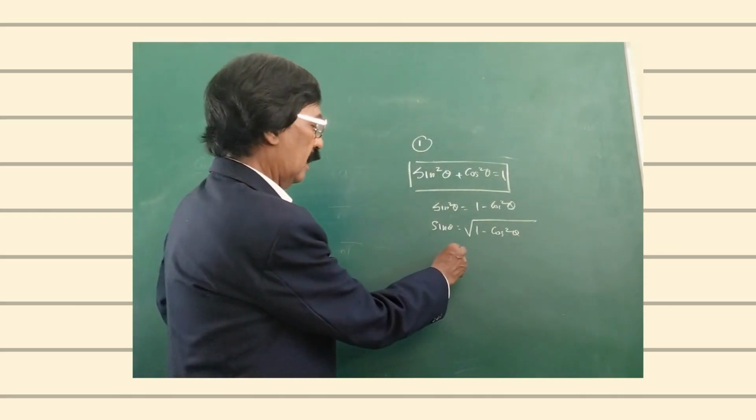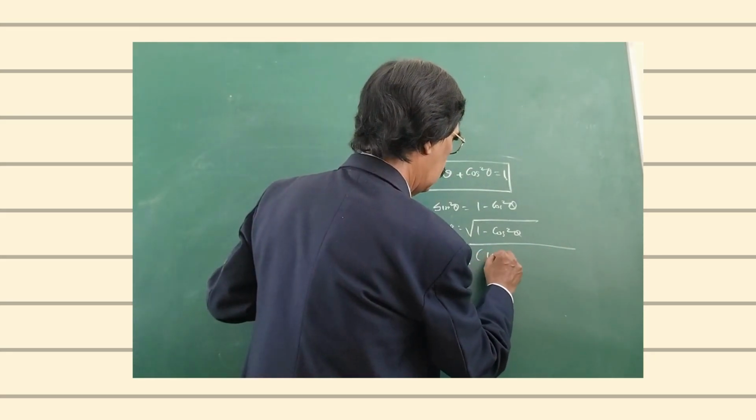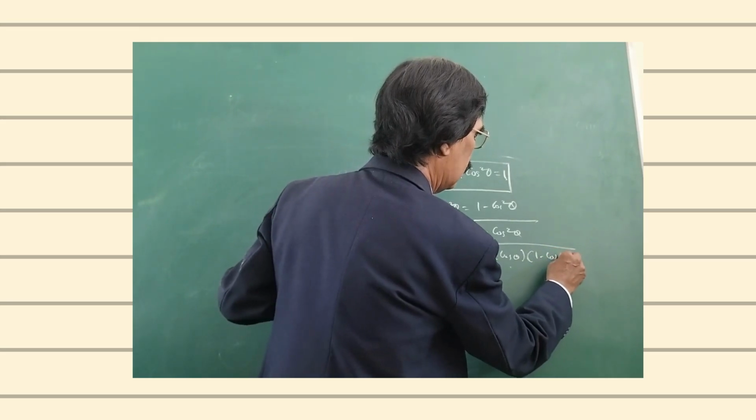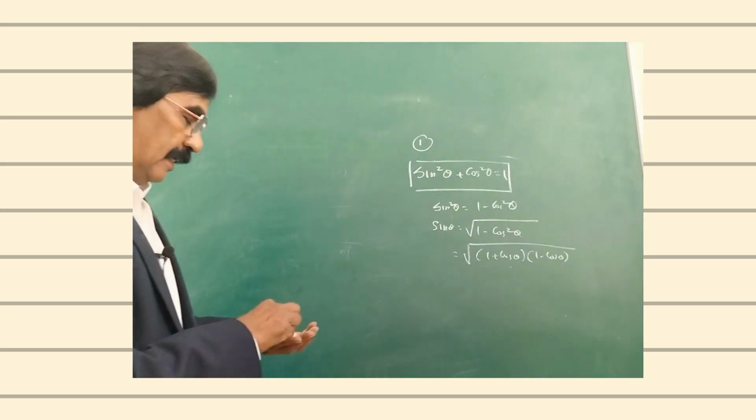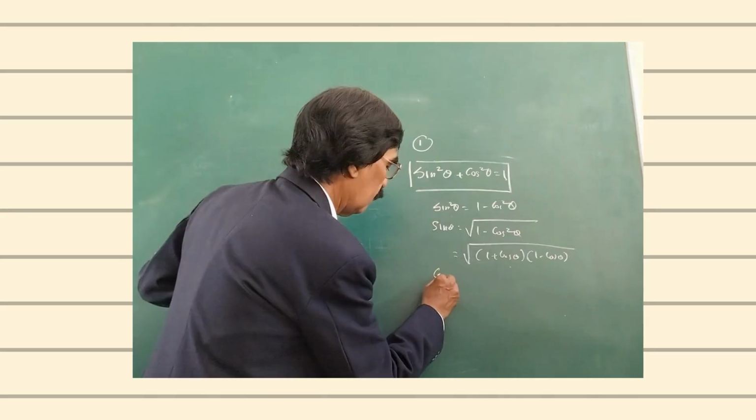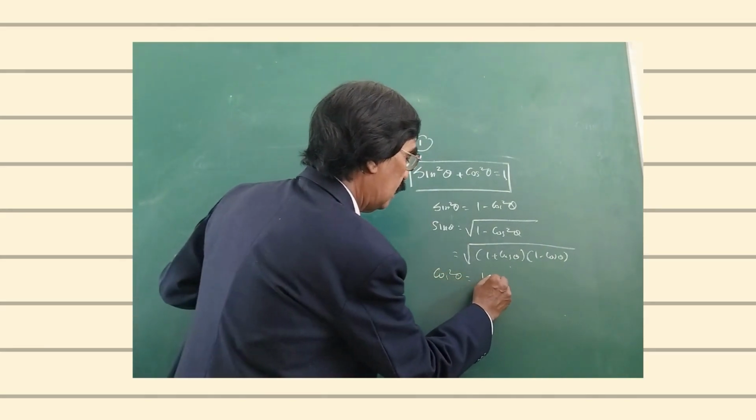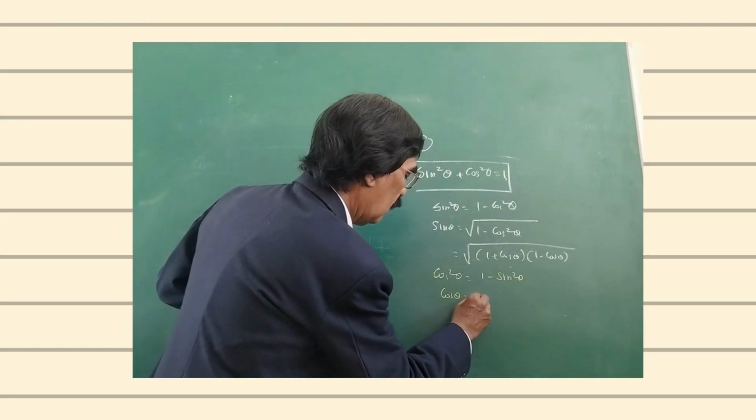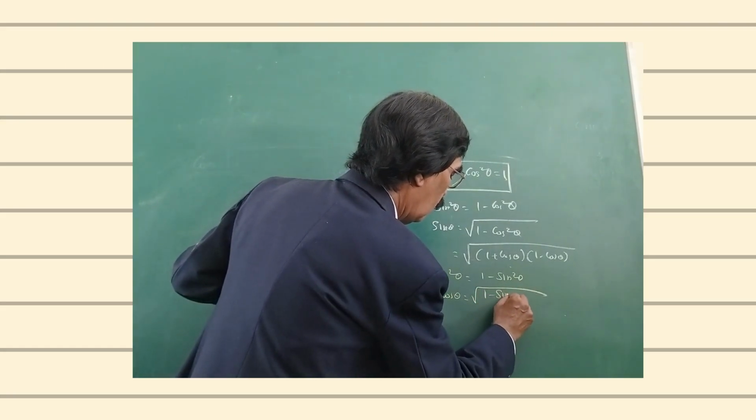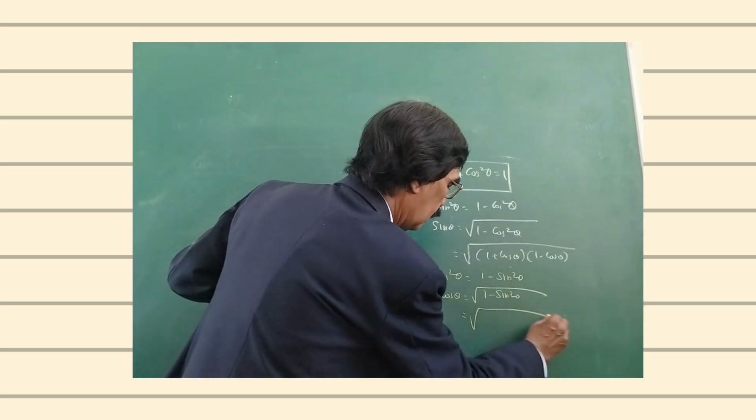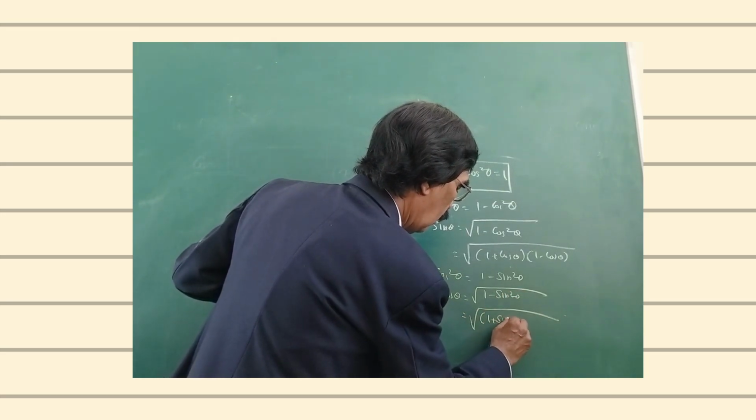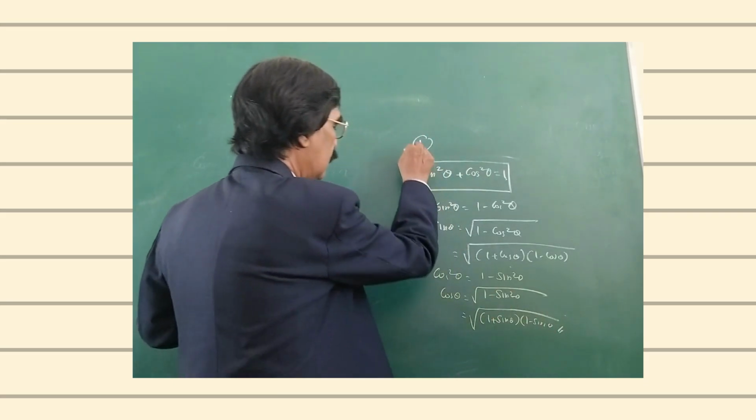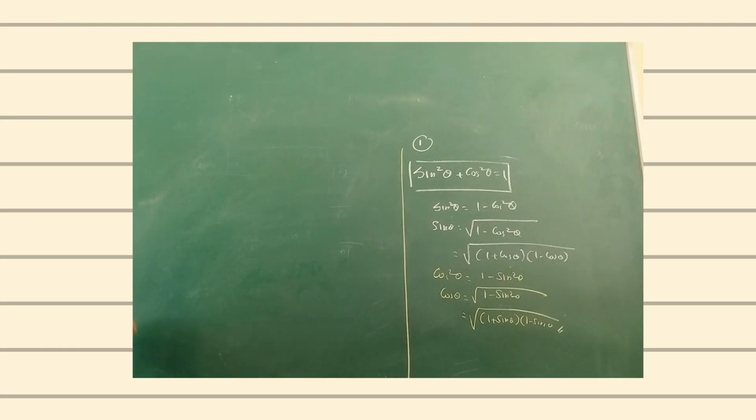Okay? Now look here, this I can write, using algebraic identities, as 1 plus cos theta into 1 minus cos theta. Alright? The same way, cos square theta is nothing but 1 minus sin square theta. Cos theta is root of 1 minus sin square theta, that is nothing but root of 1 plus sin theta into 1 minus sin theta. This is one identity, right?